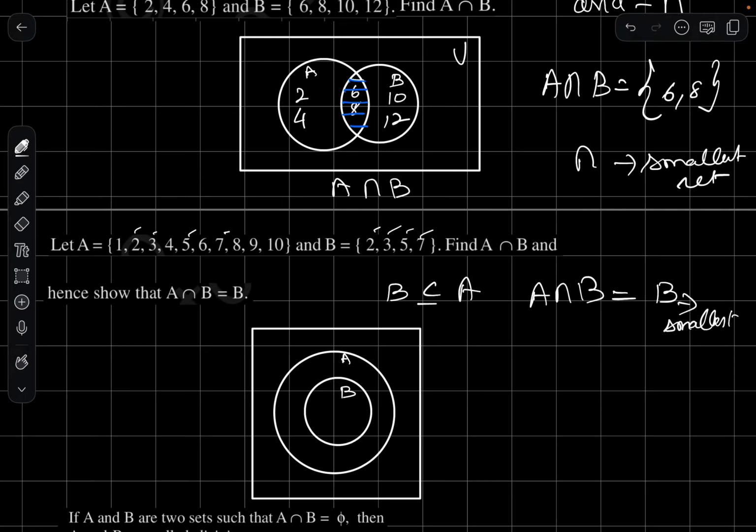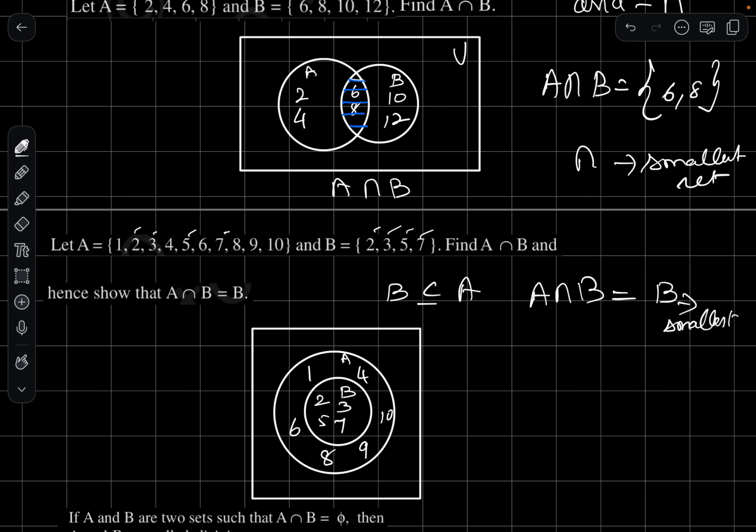So what are the elements in B? 2, 3, 5 and 7. The remaining elements 1, 4, 6, 8, 9 and 10. So this is going to be our diagram.